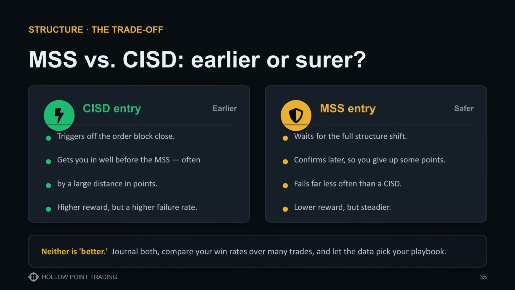Choosing between a CISD entry and an MSS entry is a trade-off. CISD entries get you in earlier for potentially more points, but they come with a higher failure rate. MSS entries are safer as they wait for more confirmation, giving up some points for steadier results. Journal both to see which suits your style.